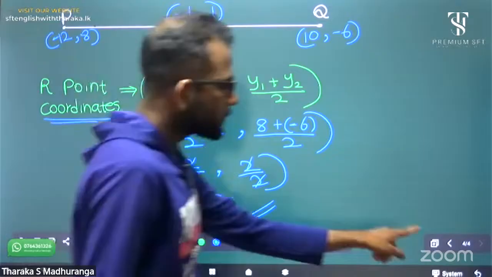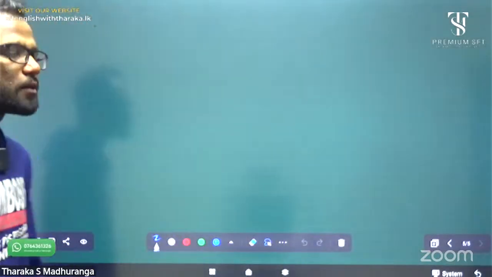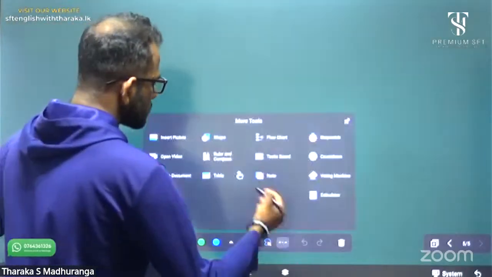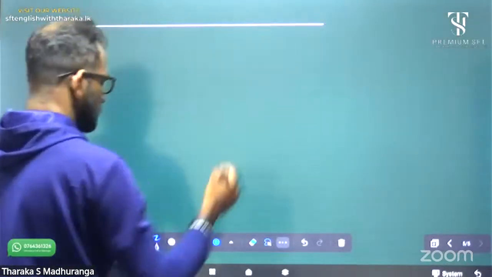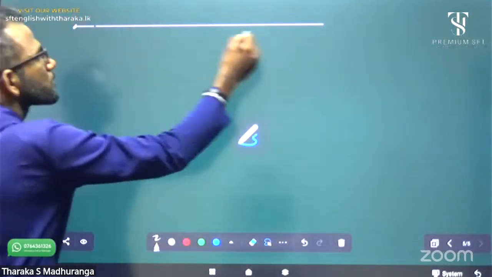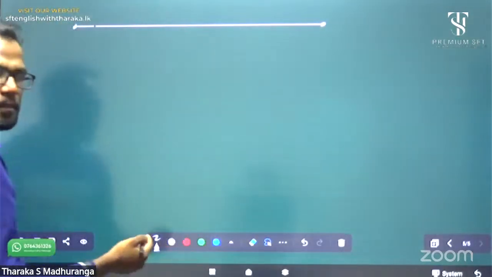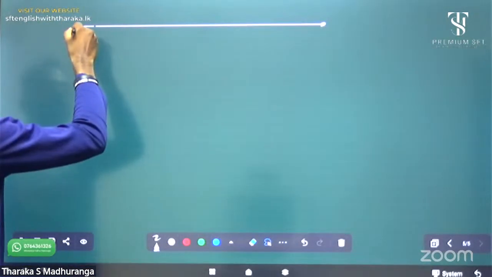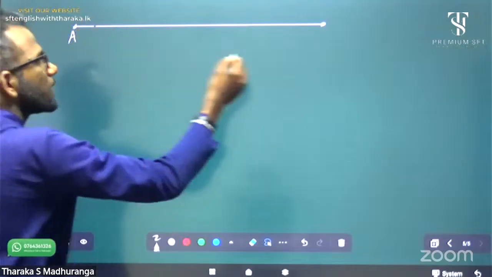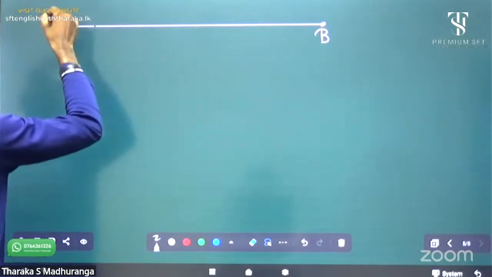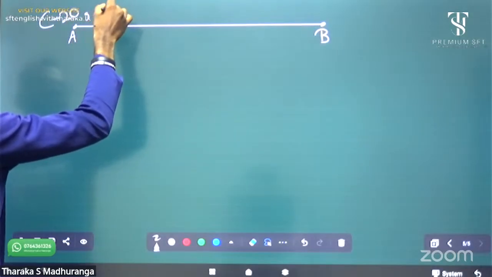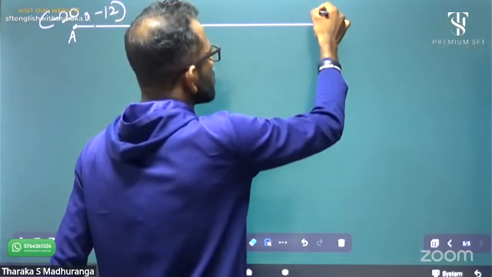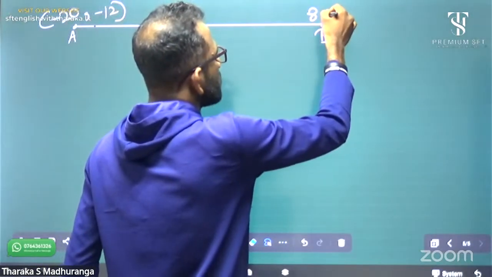Okay. Exercise number 3. Example number 3. Come to example number 3. These are A and these are B. The A point coordinates are minus 20, comma, minus 12. The B point coordinates are 8, comma, minus 4.